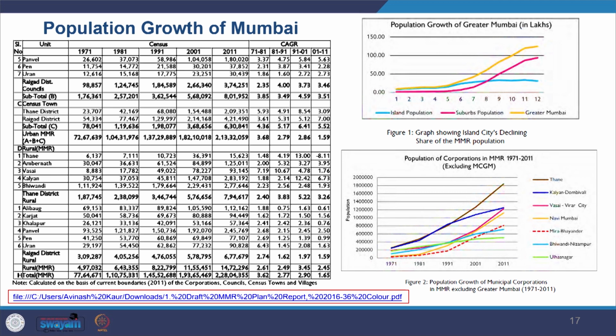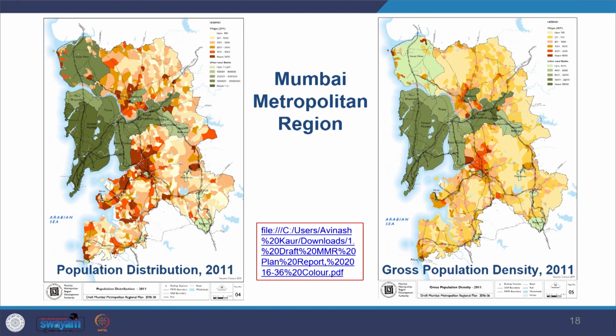At the same time, you can see they have used GIS maps to indicate the population distribution. You can also see population density distribution here. You can see how, with the legend, the population goes from 500 being the lighter color to dark green being above 1 crore. So you can see how the population is distributed and then how the density is.